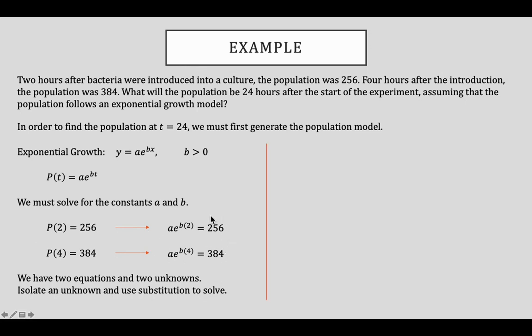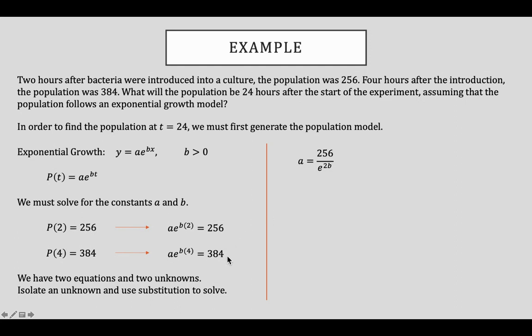So let's start with this first equation here, and let's isolate a. Okay, we can isolate a by dividing by e to the 2b. This gives us a is equal to 256 divided by e raised to the 2b. Now, again, isolate the unknown value that's going to be easiest. Is it going to be easiest to isolate a or b? Definitely easier to isolate a. We just have to do some simple division. All right, so a is equal to 256 divided by e to the 2b.